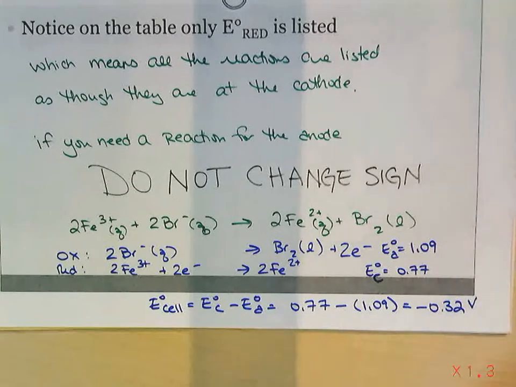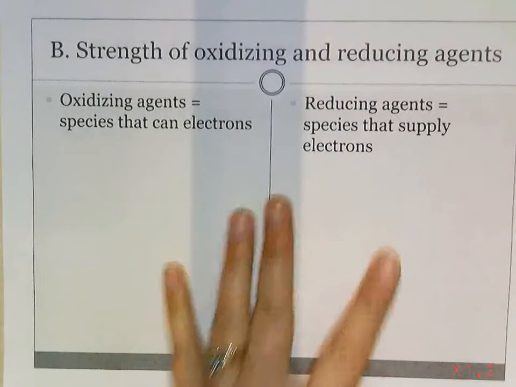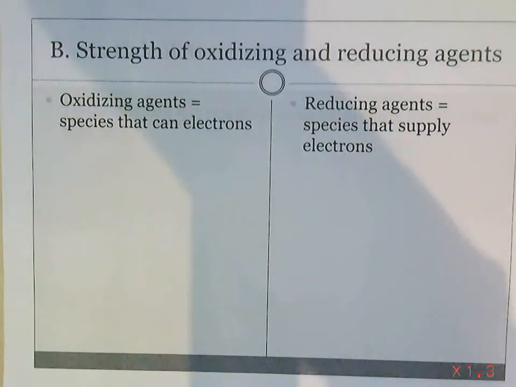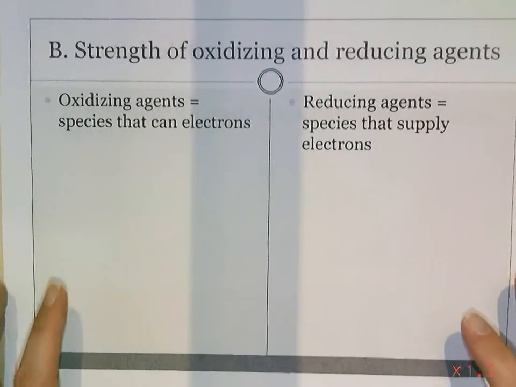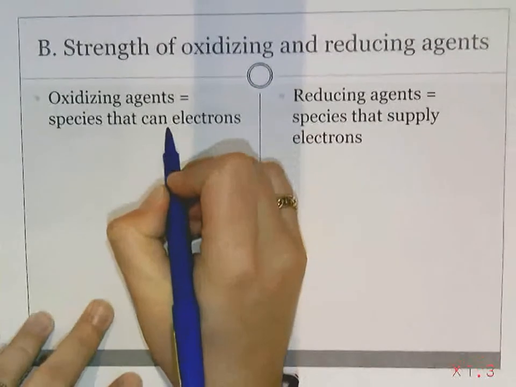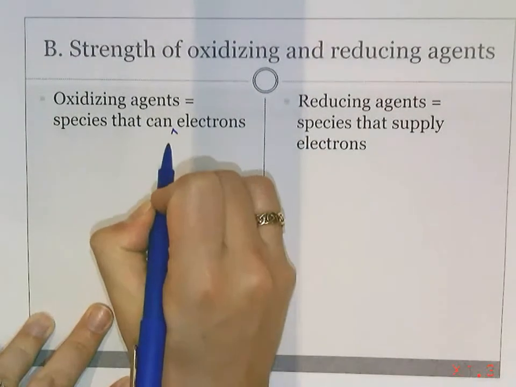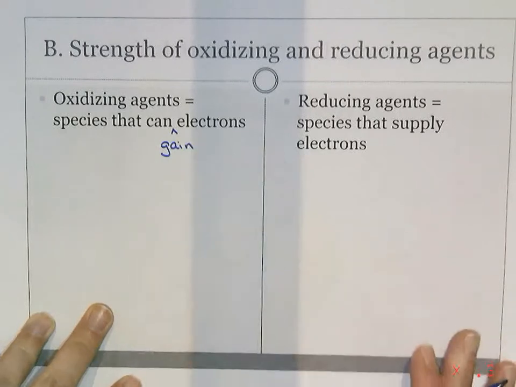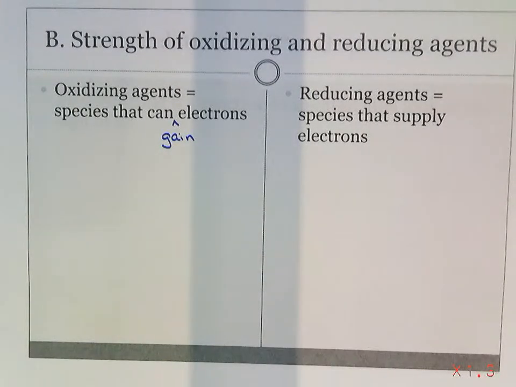Let's talk for a second, though, about this table. So oxidizing and reducing agents are the other things we talk about in terms of electrochemistry. Oxidizing agents are species that can gain electrons. Reducing agents are species that supply electrons.